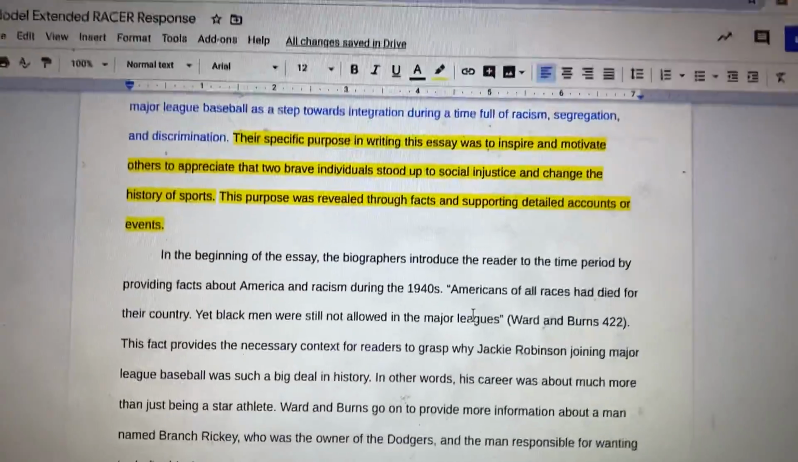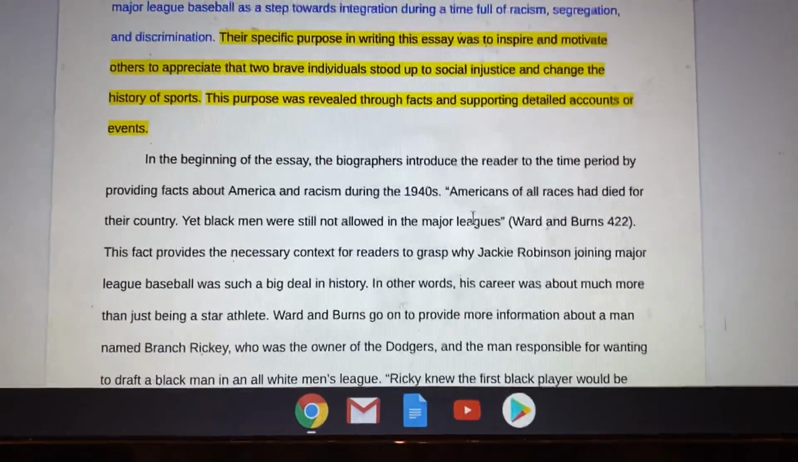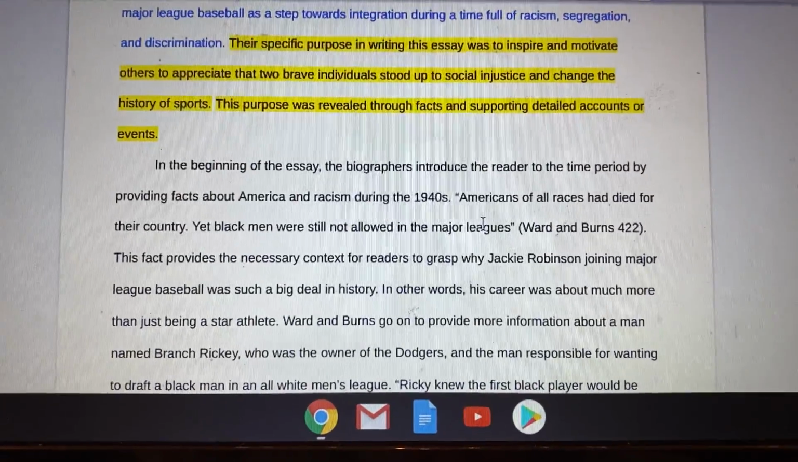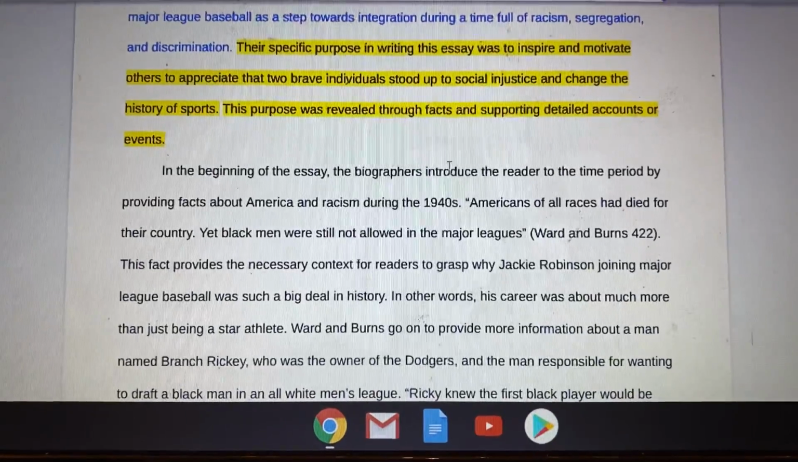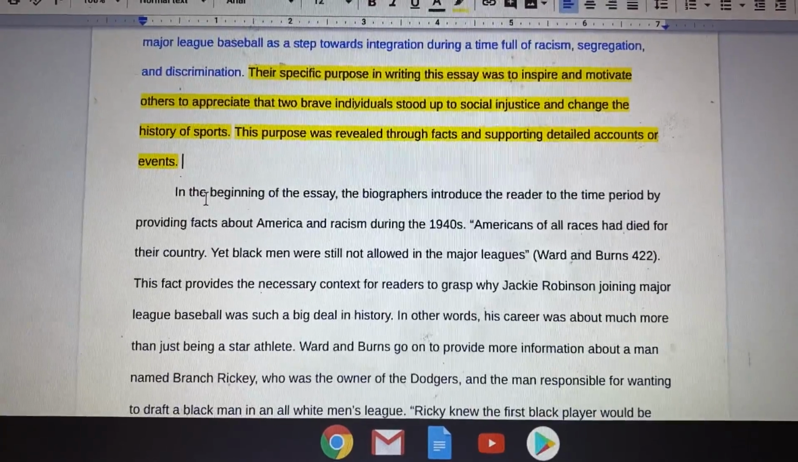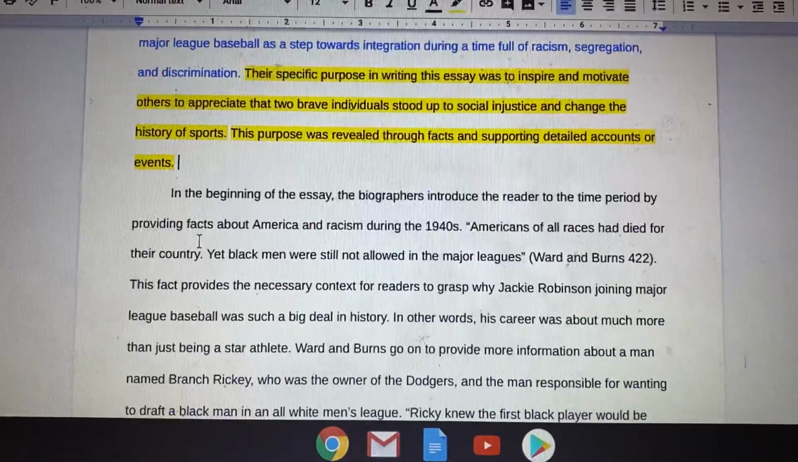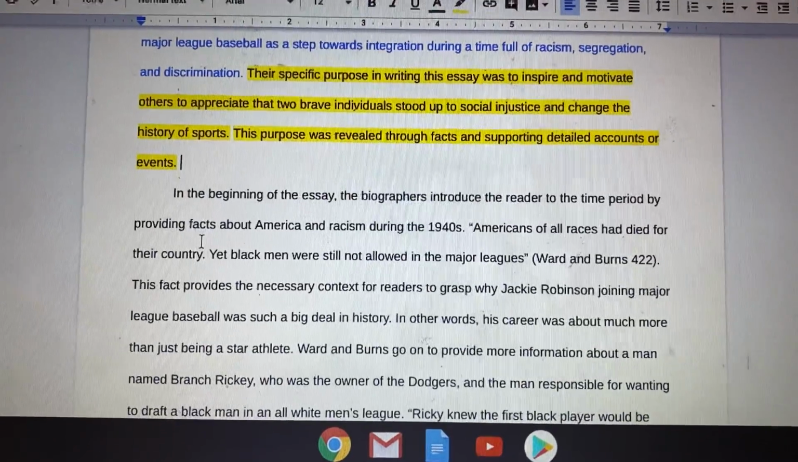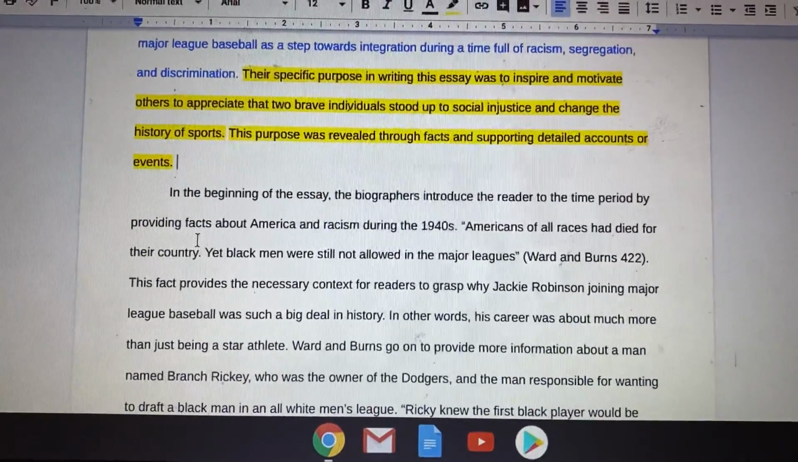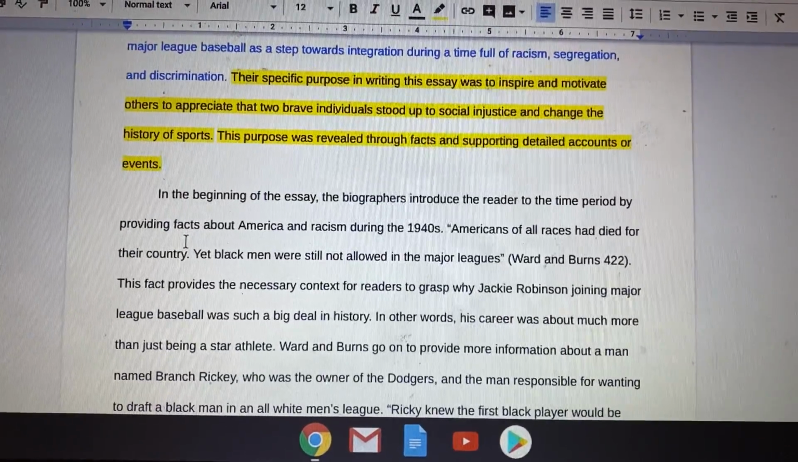Now remember, the directions tell you you need at least 3 pieces of evidence. That means after each piece, I need some kind of explanation to link the evidence to my claim. In the beginning of the essay, the biographers introduced the reader to the time period by providing facts about America and racism during the 1940s. Americans of all races had died for their country, yet black men were still not allowed in the major leagues.